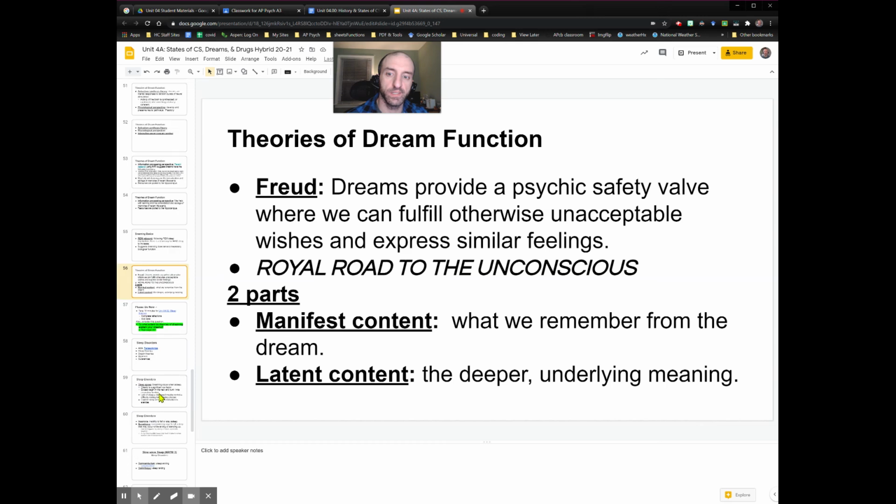Then finally, Freud, he's the interesting one. Even though he's the most unreliable, least scientific, and we'll talk about him later, he said dreams were a psychic safety valve to express otherwise unacceptable wishes, desires, yada yada. He called it the royal road to the unconscious. It had two types of content. One is the manifest content, that which is real, so it's what you actually see in the dream.